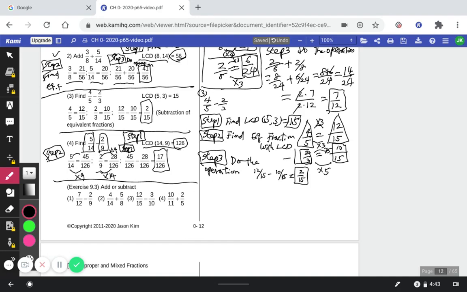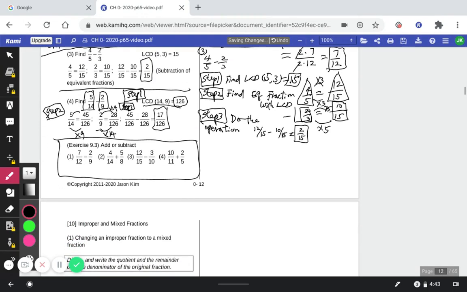Now you can do these 4 practices on your own and check your answer with the solution, which is at the end of this section. So pause the video and find the answers.